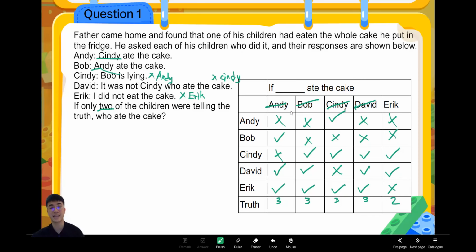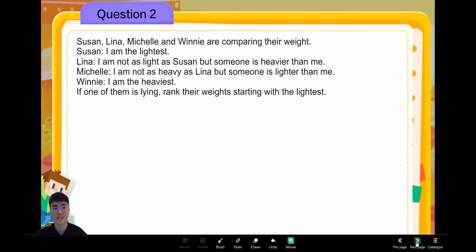So Eric is the one who ate the cake. This scenario is the one that works because only two people are telling the truth. So as the conclusion, Eric ate the cake. Now let's move to question 2.